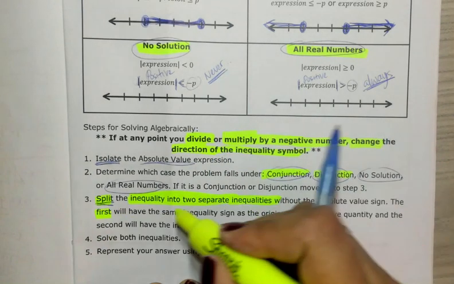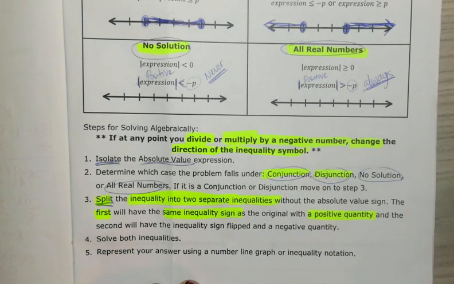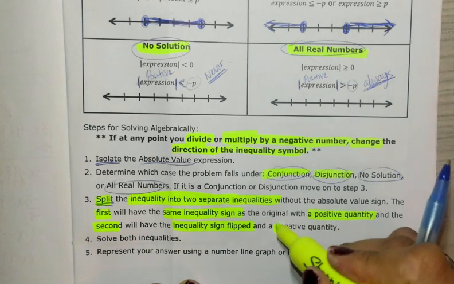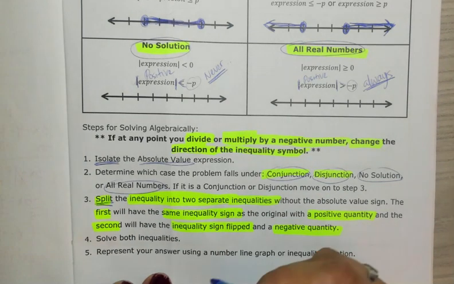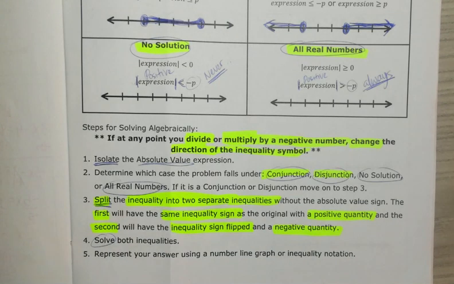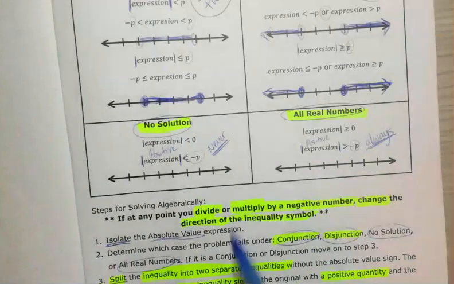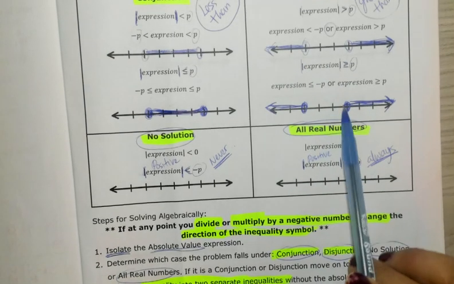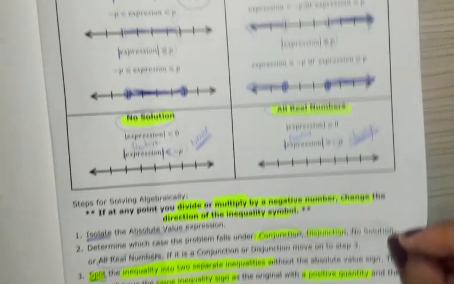The first one will have the same inequality sign as the original with the positive quantity, and the second will have the inequality sign flipped and a negative quantity. When you write both inequalities, you will then solve them, and that should give you two answers. The two answers will either be represented as two points with solutions in between, or two points with solutions in opposite directions. Use the number line to graph the inequalities.